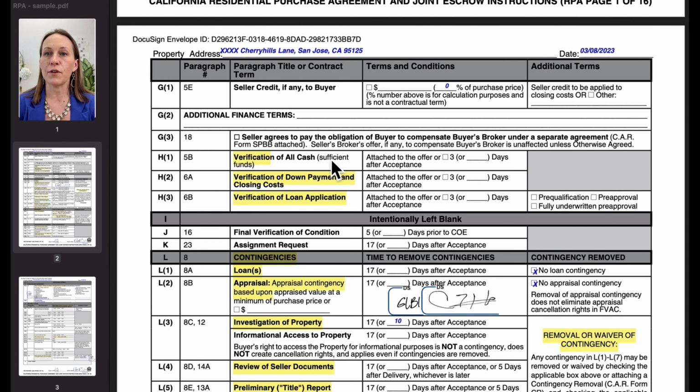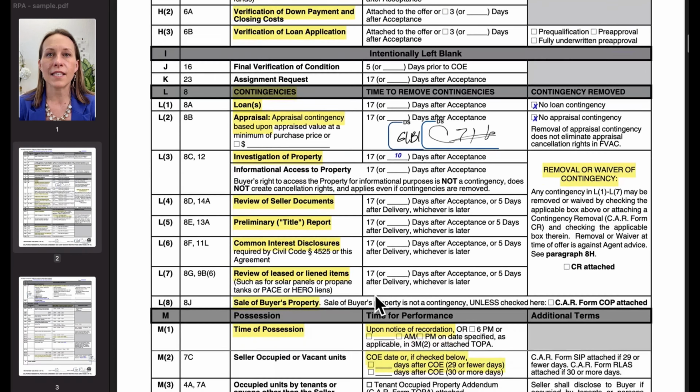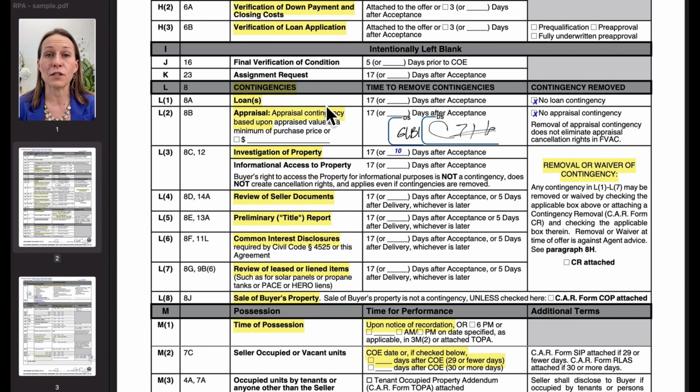So verification of your funds is typically attached to the offer. You see that is the default, or within 3 days, as well as your pre-approval or loan application. Again, those are things that we would normally include with the offer. Now here is the contingencies section. First is going to be your loan contingency, and it's really important that you look at removing that as soon as possible. I recommend all my clients get fully pre-approved and ideally underwritten before they go home shopping and make an offer so that they can confidently remove this contingency if the situation requires it.